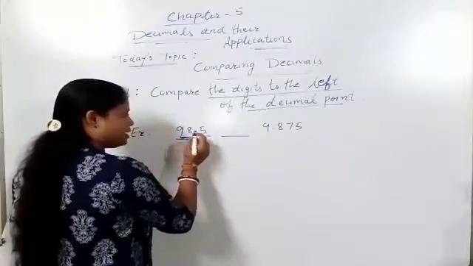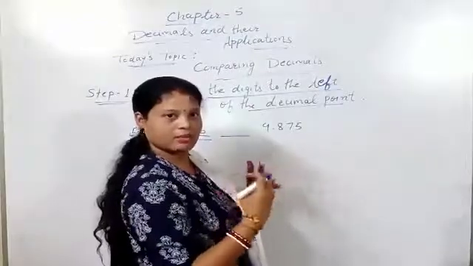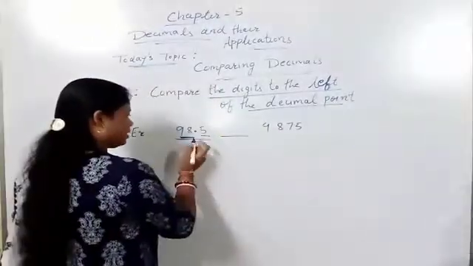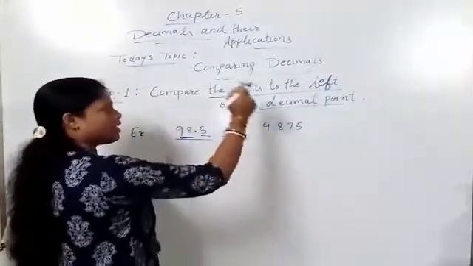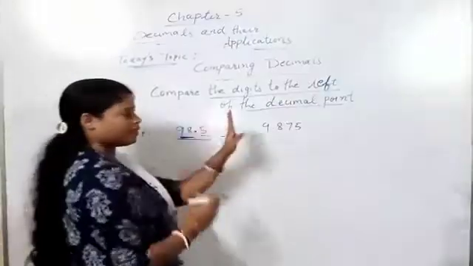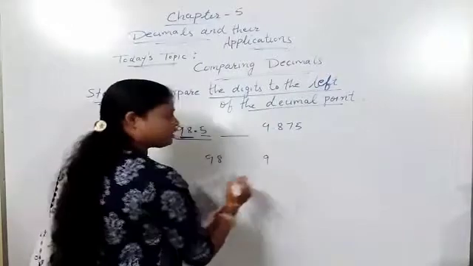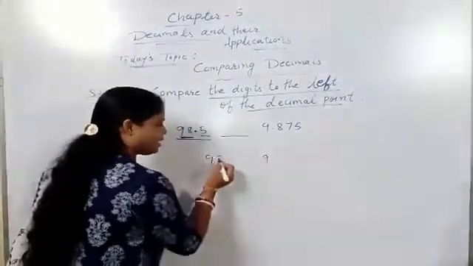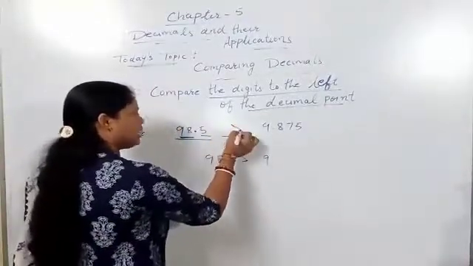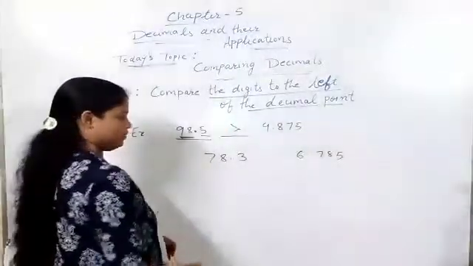So we'll see 98.5 and 9.875. We will compare 98.5 and 9.875. What is our first step? We will compare the digits to the left of the decimal. So we'll see only this side. Here it is 98 and here it is 9. We know that 98 is greater than 9. So easily we can write that 98.5 is greater than 9.875.